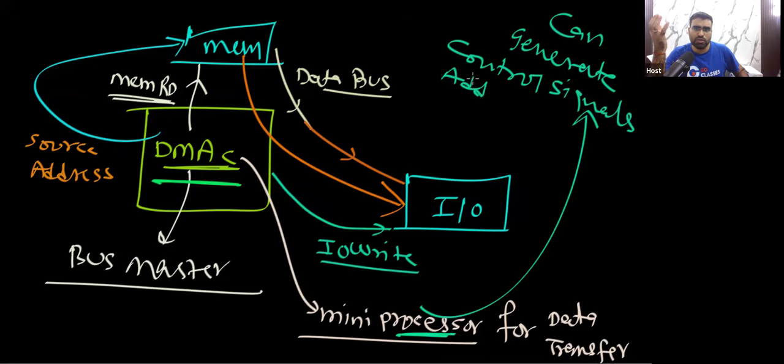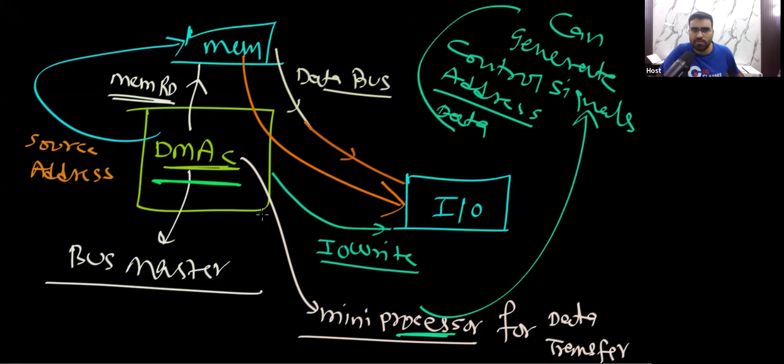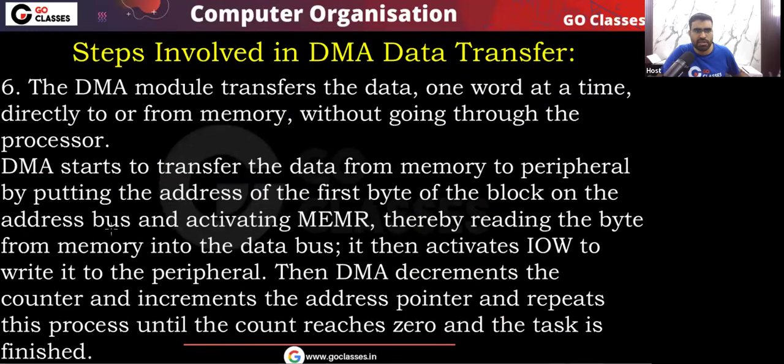This will use the system bus to put the address on the system bus, and also the data. So all these things will happen, and now DMA is in control. The data transfer will happen. Is this point clear?